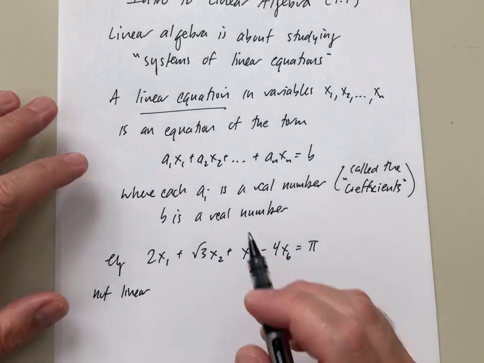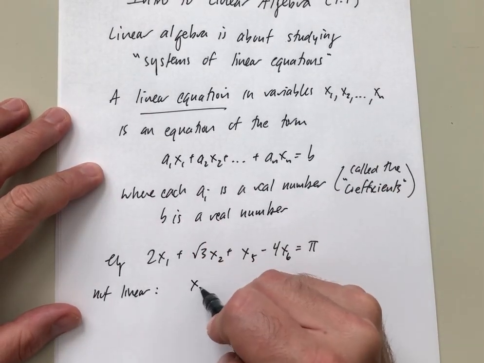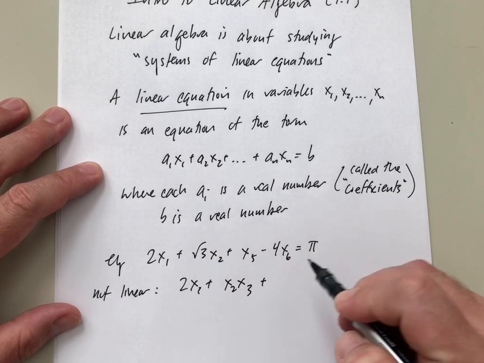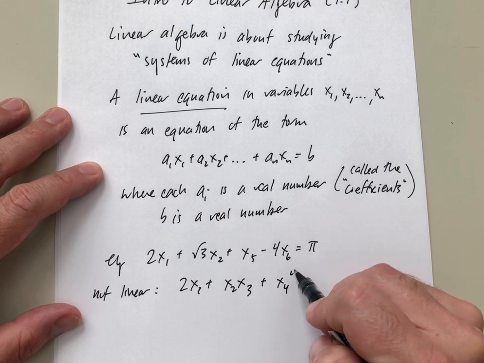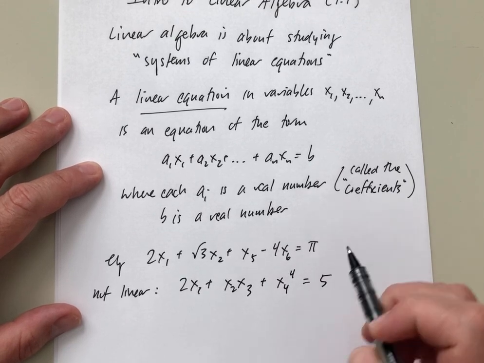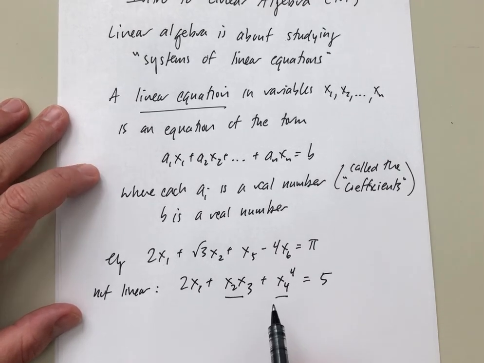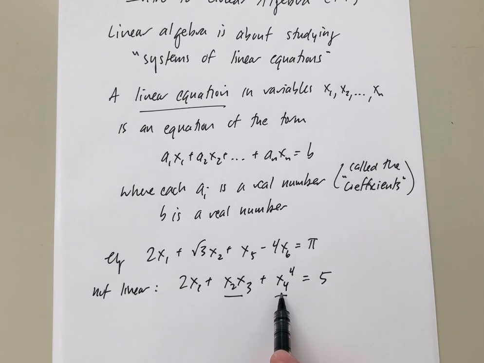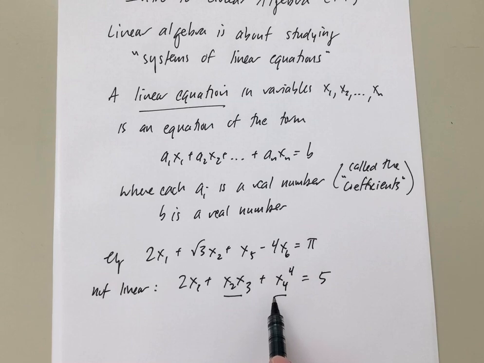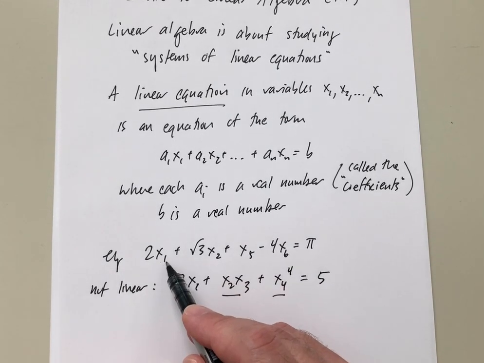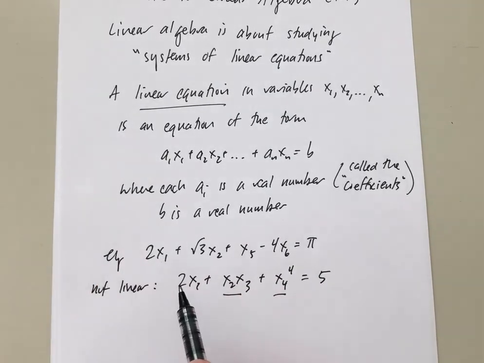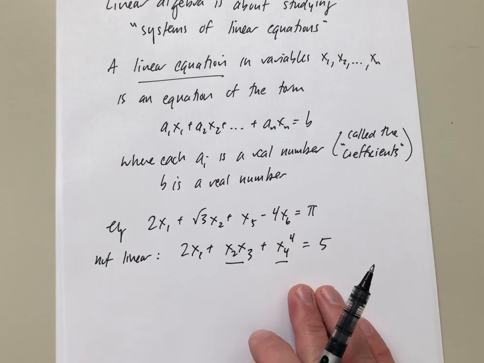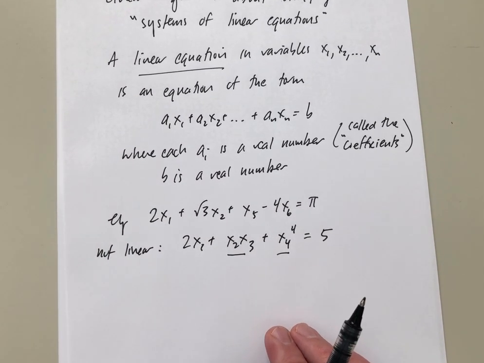A non-linear example would be something like 2x1 plus x2 x3, or something like x4 to the 4th power equals 5. This is a problem because I've taken a variable times another variable. Here I've actually taken that variable times itself 4 times. So linear means each variable can only appear on its own, times a coefficient. Okay, so that's a linear equation.